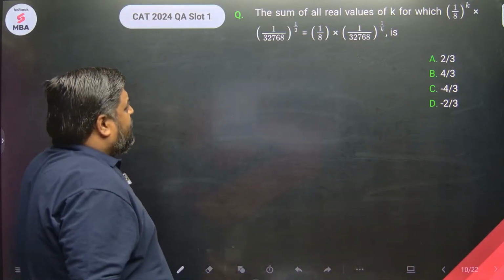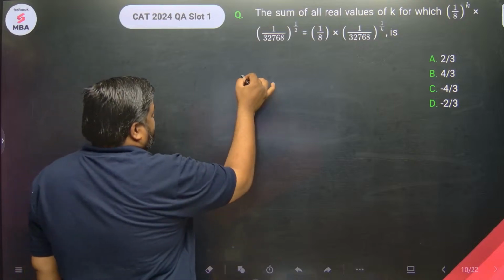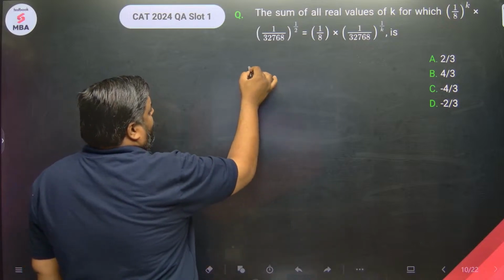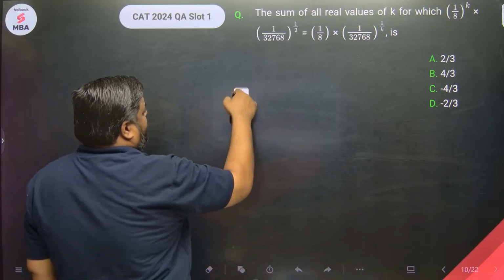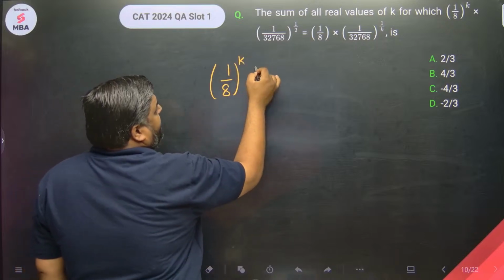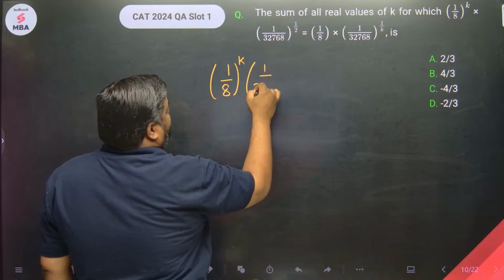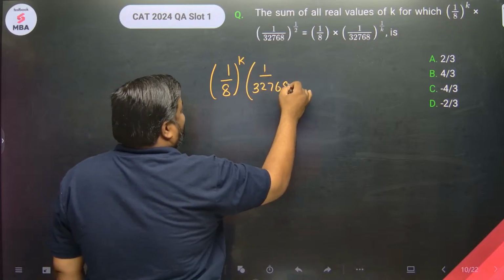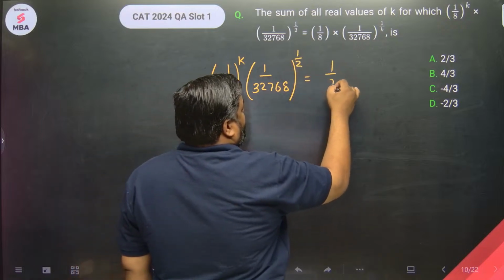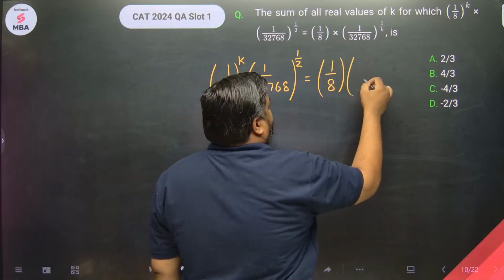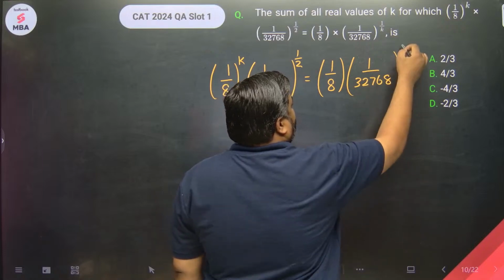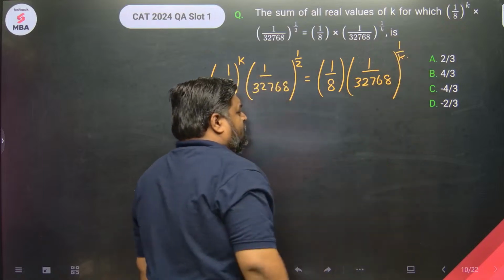Okay, chalo, what do I have here? I have (1/8) to the power k multiplied by (1/32768) to the power half, equals (1/8) multiplied by ((1/32768) to the power 1/k) to the power 1/k.